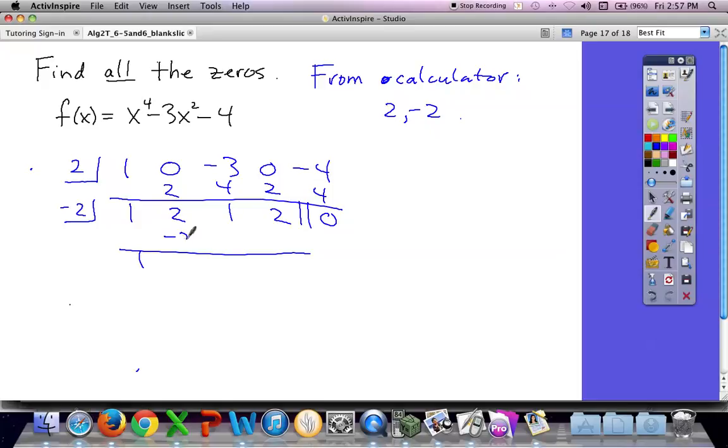-2 times 1. -2 times 0. -2 times 1. Okay, remainder is 0. So what do these numbers represent? X squared plus 1. So the last 2 zeros come from that. Set it equal to 0 and solve. -1. And take the square root of both sides.